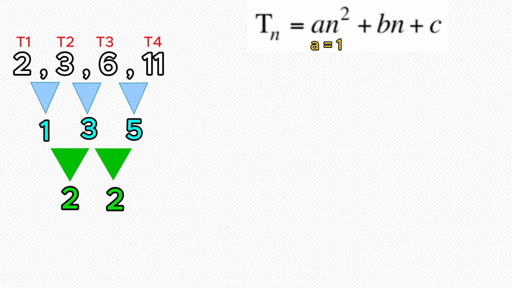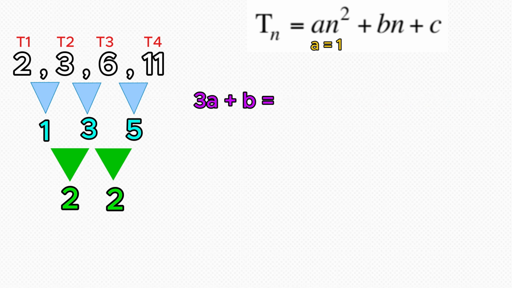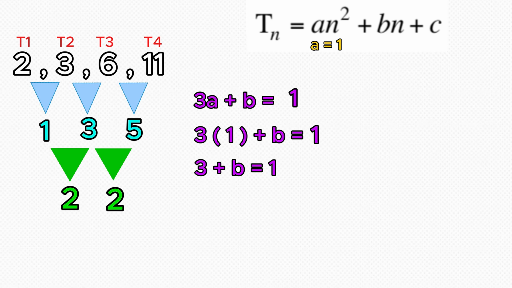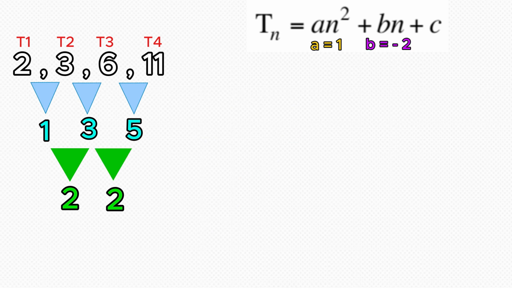Now we need to get b, and in order to do that, we always start with 3a plus b, which is equal to the first number of the first difference. In our case, that means 3a plus b equals 1. We already know a, so we substitute it in, which gives us 3 times 1 plus b equals 1. That becomes 3 plus b equals 1. Now we want b to be alone, so we take the 3 to the other side, giving us b equals 1 minus 3. Remember, when we move the 3 to the other side, it becomes negative, and in the end, b equals minus 2.